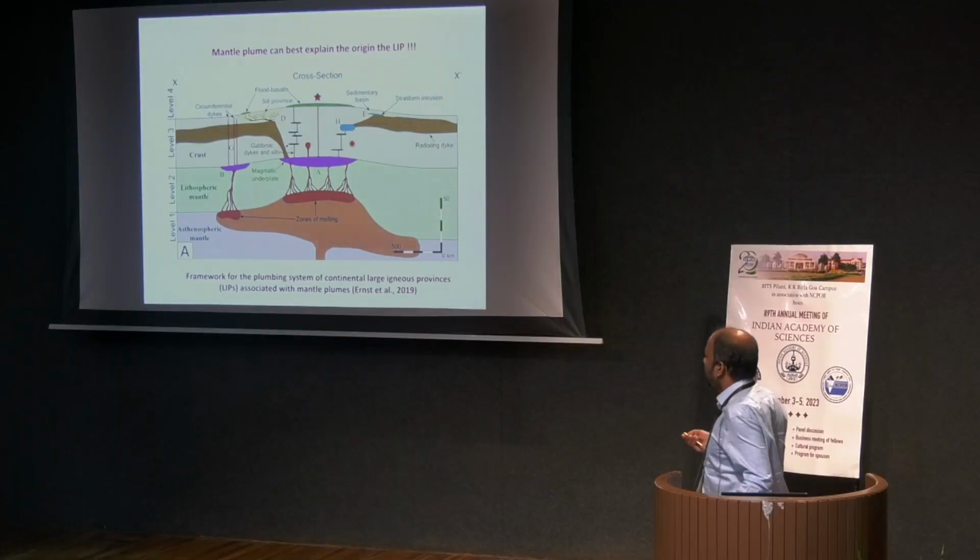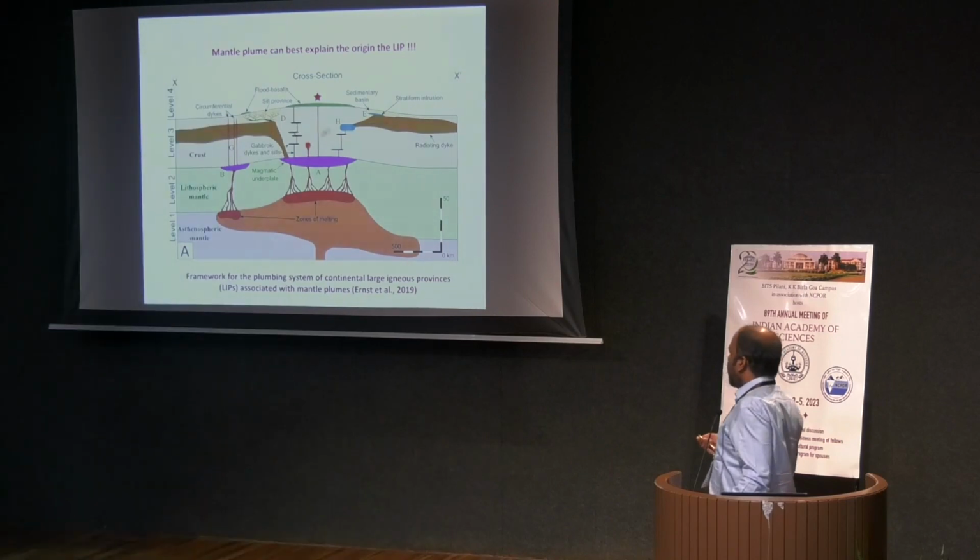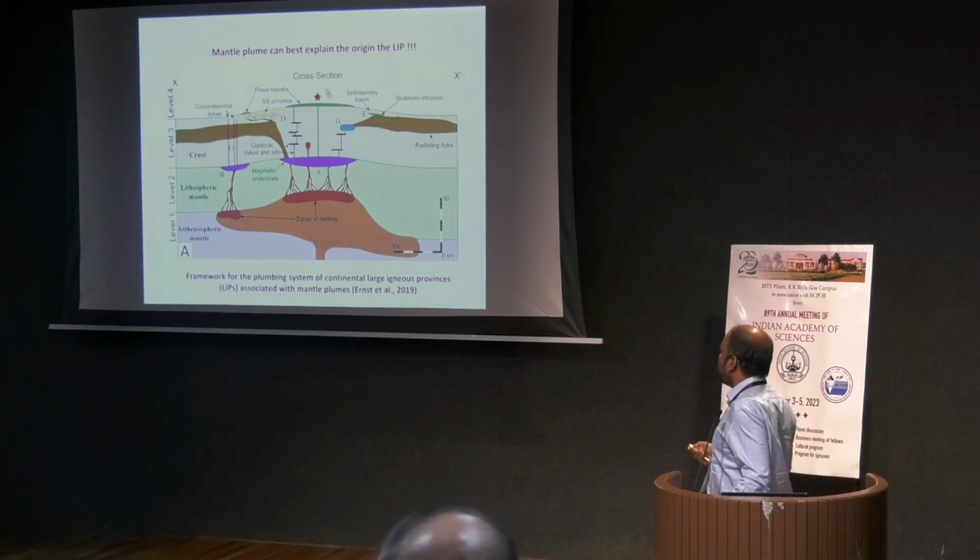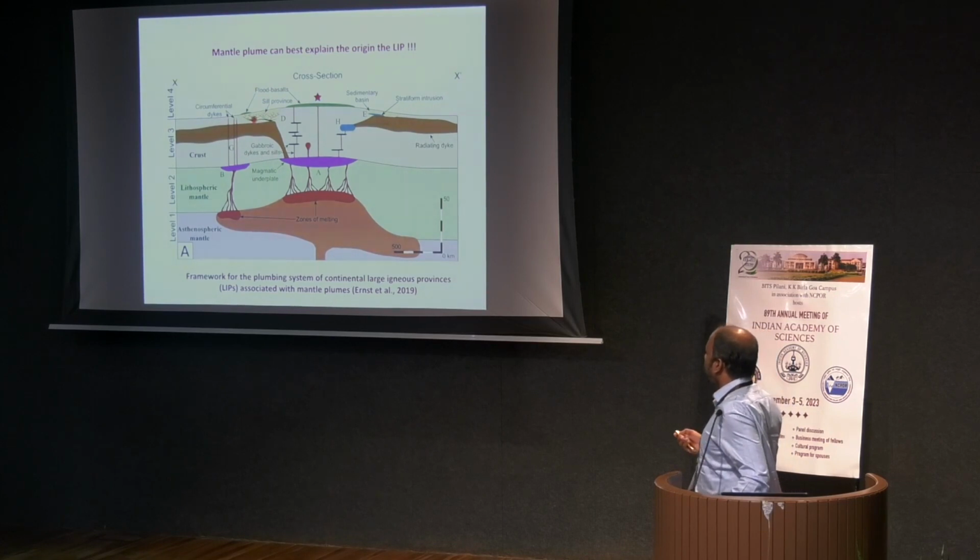As I was discussing the different components of large igneous province, you can see how the different components are forming in a mantle plume setting. These are radiating dikes, these are flood basalt provinces, these are circumferential dikes, these are magmatic underplate, these are mafic and ultramafic cells. These are the different components of a large igneous province that is basically formed due to the interaction of the mantle plume with the lithospheric mantle or asthenospheric mantle.